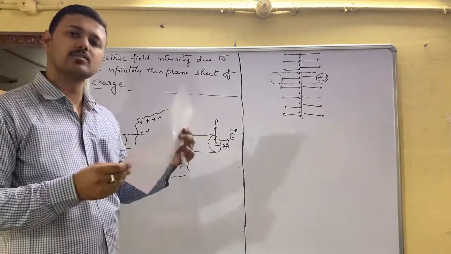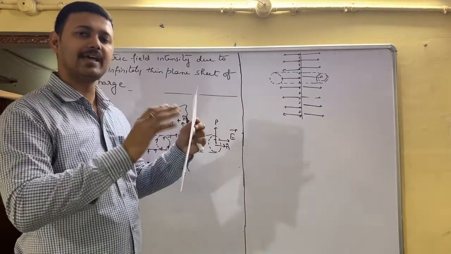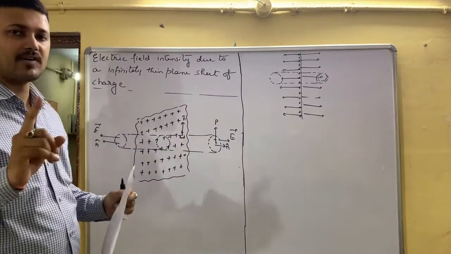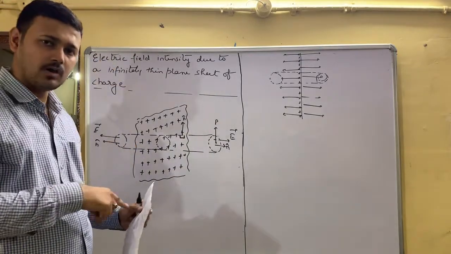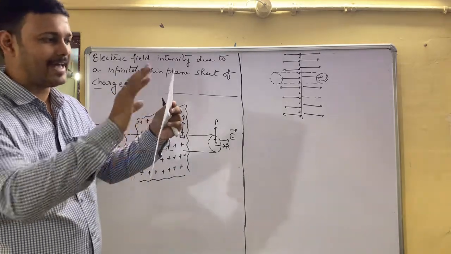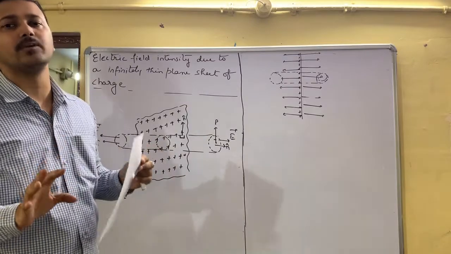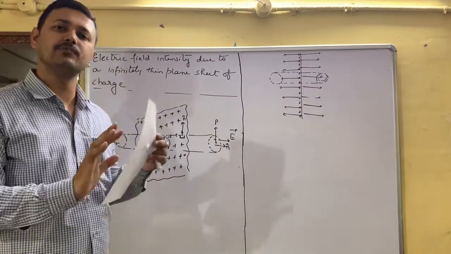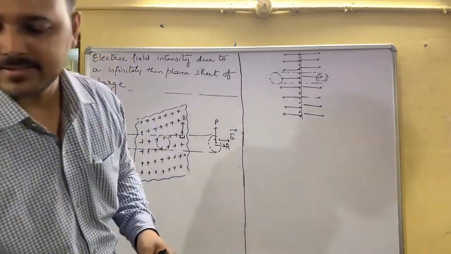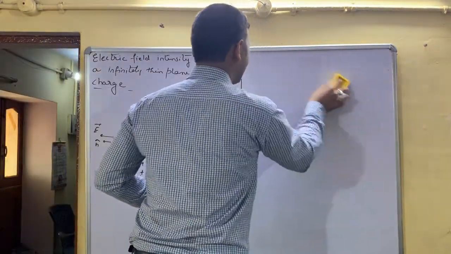This sheet is so thin that you can't even distinguish between this side and this side. The sheet is infinitely thin, infinitely long, so that you can't distinguish between the first side and the second side. It will seem to have a single side only, and the charges are uniformly distributed on it. Hence, the derivation goes like this.